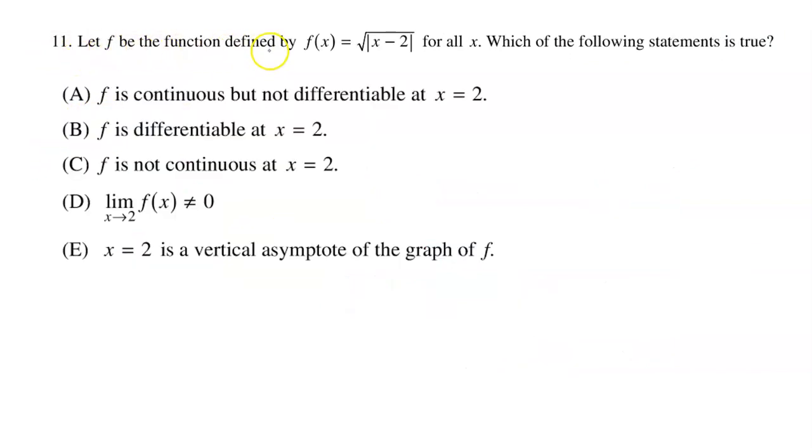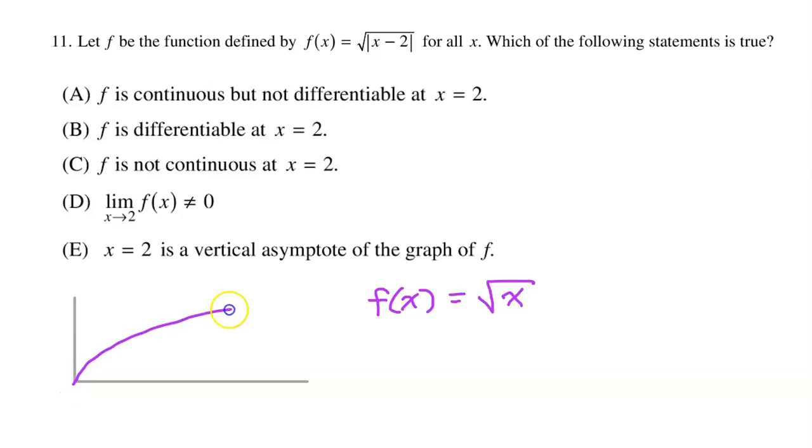Let f be the function defined by f of x equals the square root of the absolute value of x minus 2 for all x. Which of the following statements is true? The key to this problem is a nice sketch. Let's start with the parent function f of x equals the square root of x. What does this look like? Well, hopefully you know that this is sort of half of a sideways parabola.